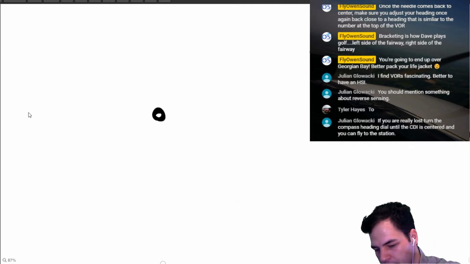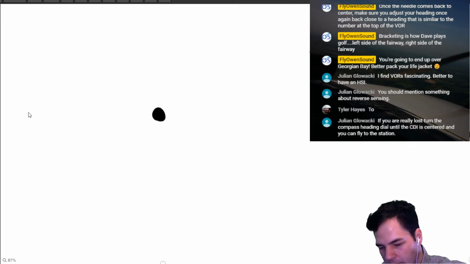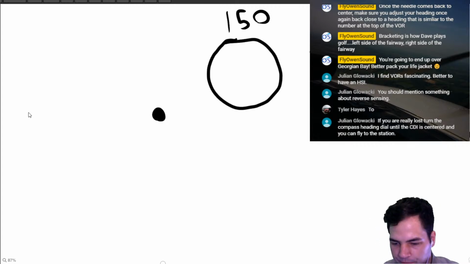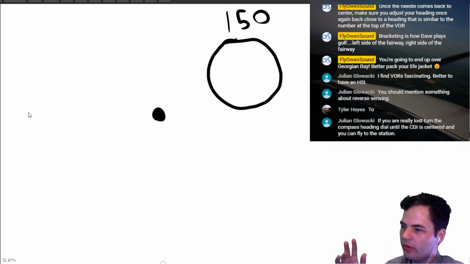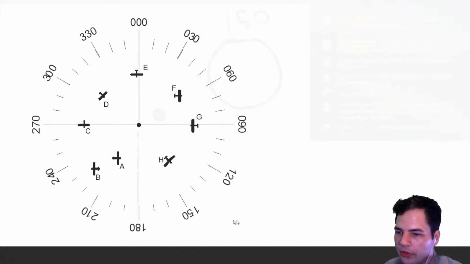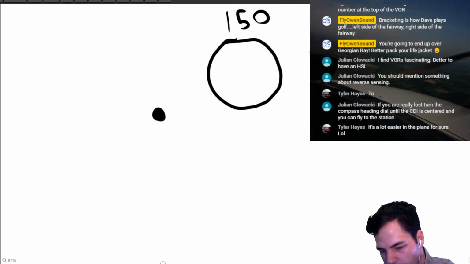Okay, so we got our VOR, and let's say that we have 150 at the top. That's our OBS setting there. Before we even go further, what I would do is simplify, because 150 is one of these oddball numbers. It can be helpful to go, okay, 150, that's between south and east. So 150 is southeast. I would just write that in there.